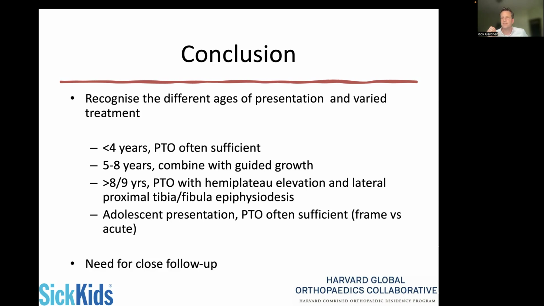And then for the adolescent cases, typically don't have joint line deformity, a proximal tibial osteotomy is often sufficient, whether that be the frame or you do that acutely. A huge need for a close follow-up.